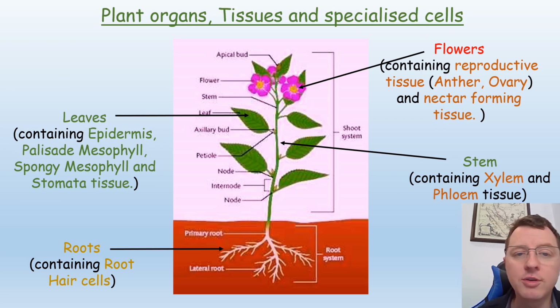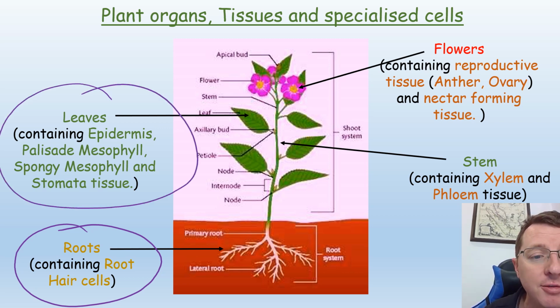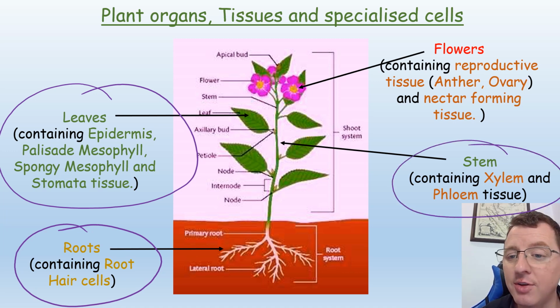So what different organs does a plant actually have? Well, a plant will have roots. In particular, they will contain a specialised cell known as root hair cells. Plants obviously have an organ called leaves, and they contain a variety of different tissues: epidermis, palisade mesophyll, spongy mesophyll, and stomata tissues. Plants will have a stem, which is an organ containing xylem and phloem tissue.